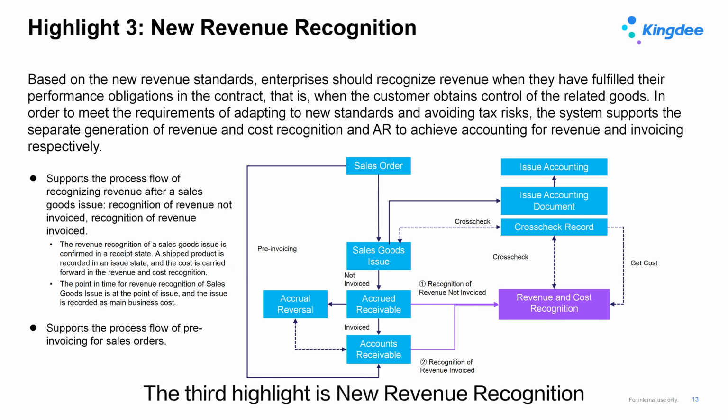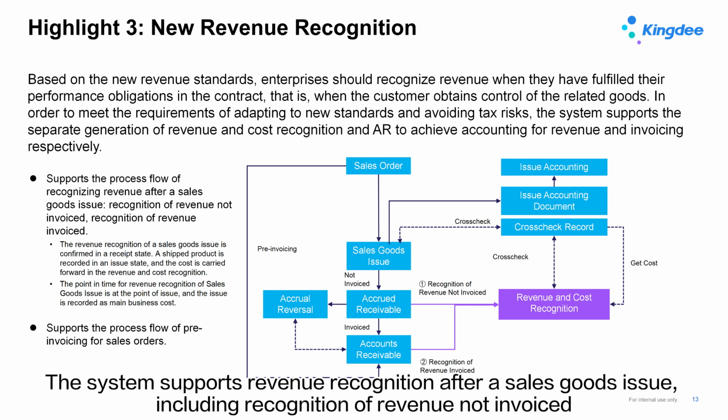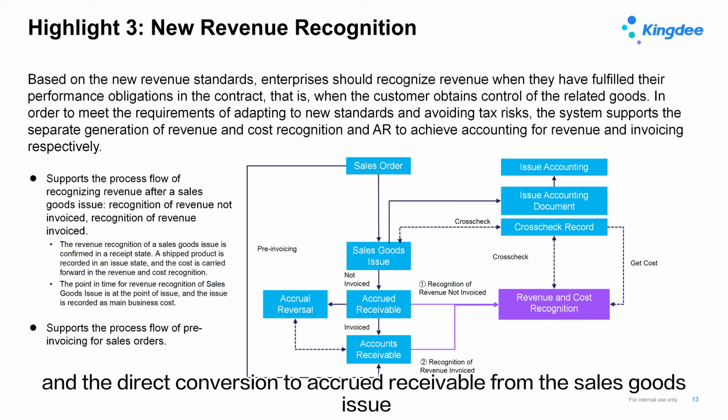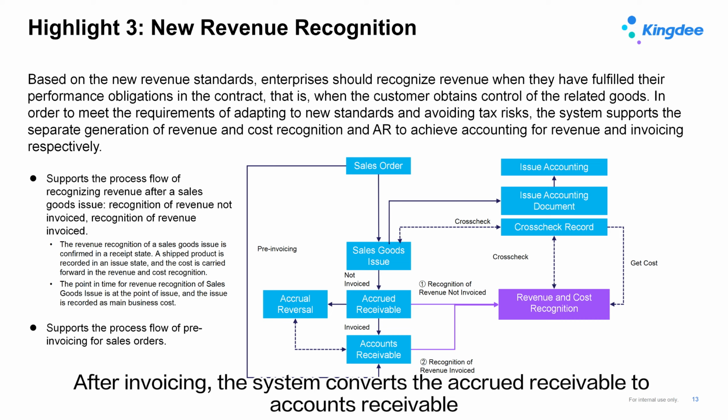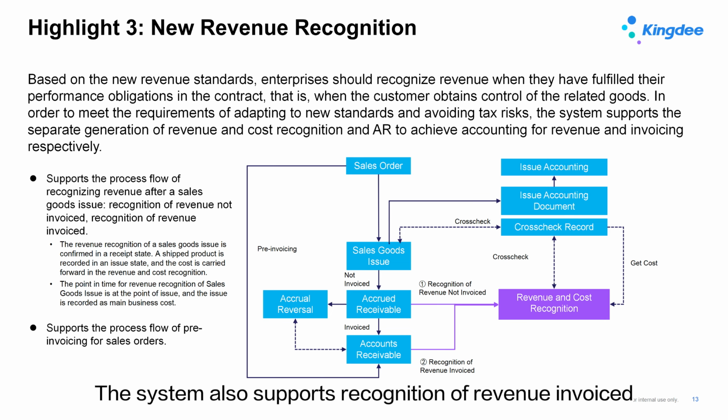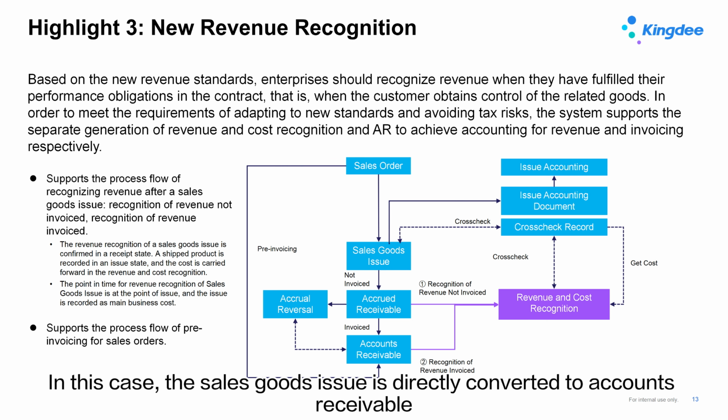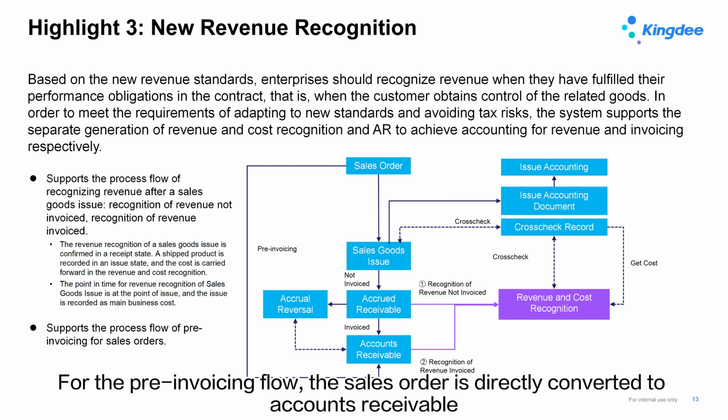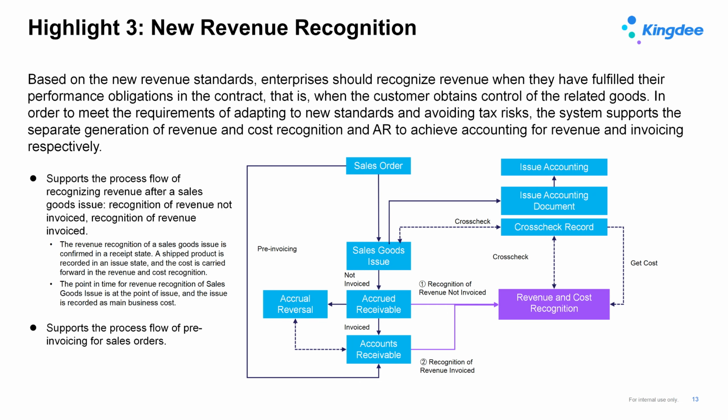The third highlight is new revenue recognition. The system supports revenue recognition after a sales goods issue, including recognition of revenue not invoiced and the direct conversion to accrued receivable from the sales goods issue. After invoicing, the system converts the accrued receivable to accounts receivable. The system also supports recognition of revenue invoiced. In this case, the sales goods issue is directly converted to accounts receivable. For the pre-invoicing flow, the sales order is directly converted to accounts receivable.